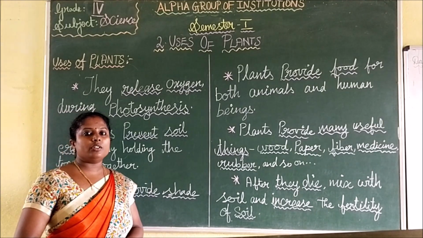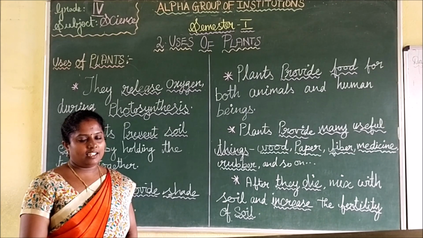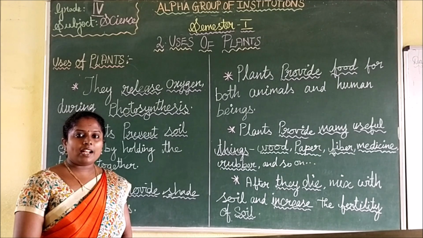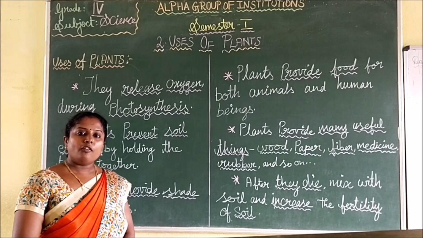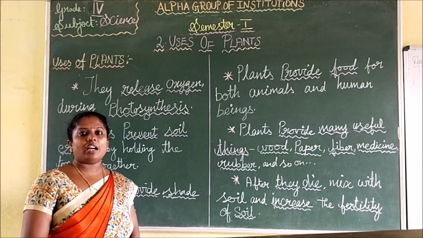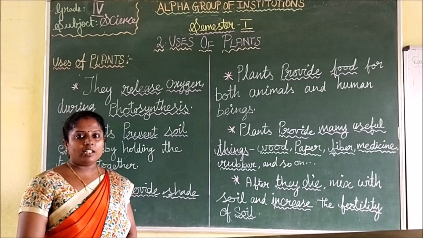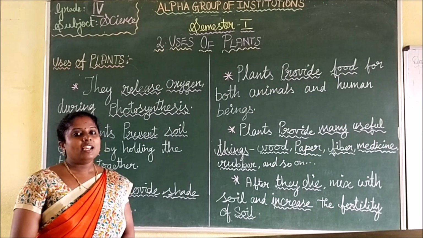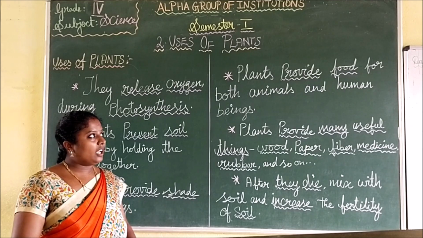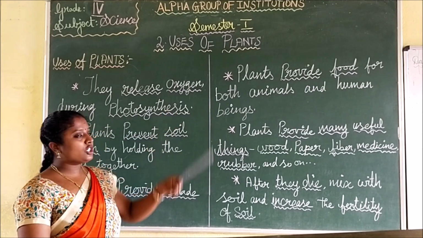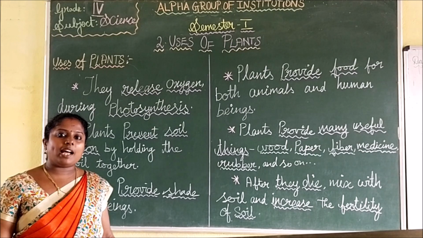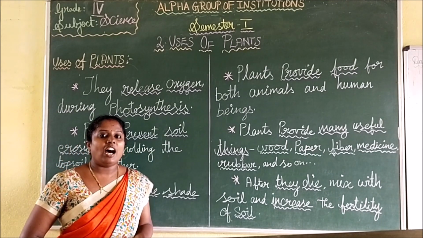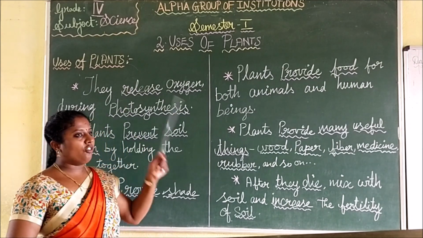So now we are going to see our second lesson. In the first lesson, we discussed the parts of plants and their functions. Each and every part we have discussed, right? You all have learned it, right? Yes, very good. Likewise, now we are going to see our second lesson. The name of the second lesson is uses of plants. The first lesson was the parts of a plant and their functions. Now we are going to see uses of plants.